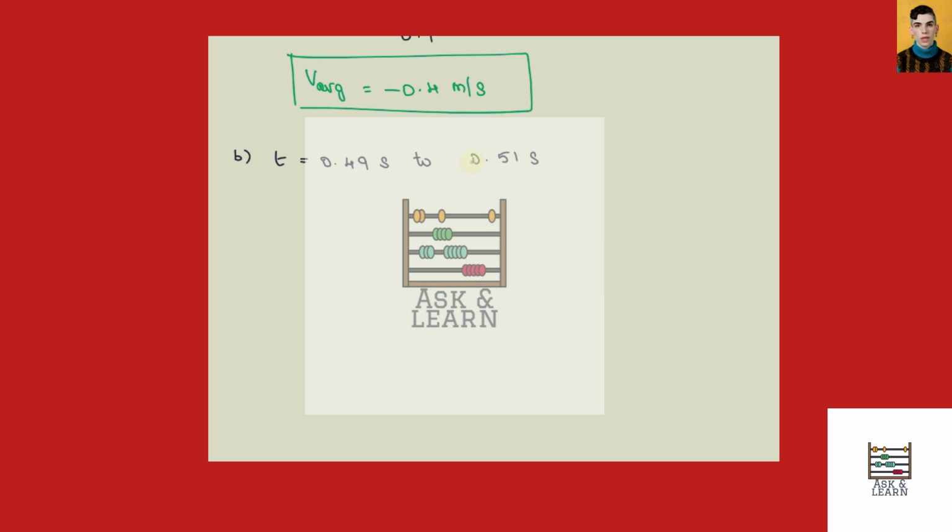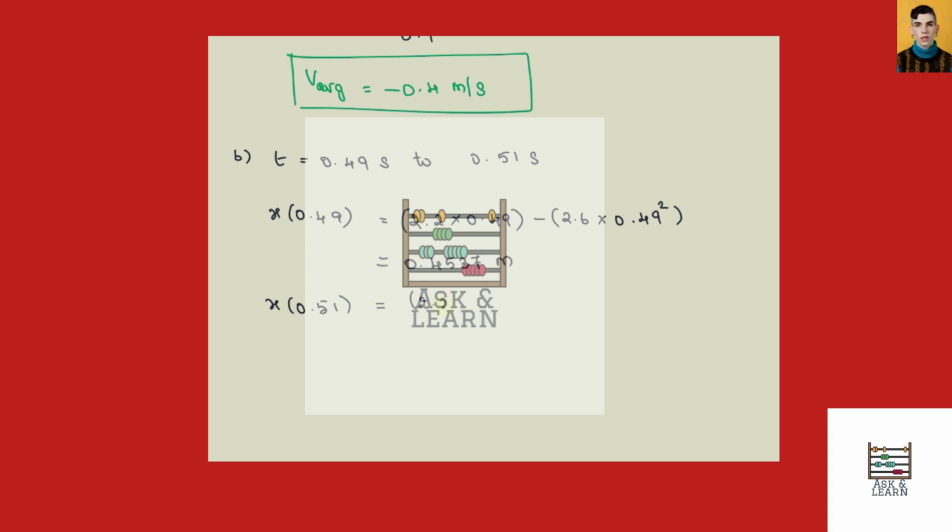For the next part, we have to find the average velocity from a time period of 0.49 seconds to 0.51 seconds using the same expression. So first let's calculate the position at the time of 0.49 seconds. So x of 0.49 is equal to 2.2 into 0.49 minus 2.6 into 0.49 squared, and we get the position which is equal to 0.4537 meter.